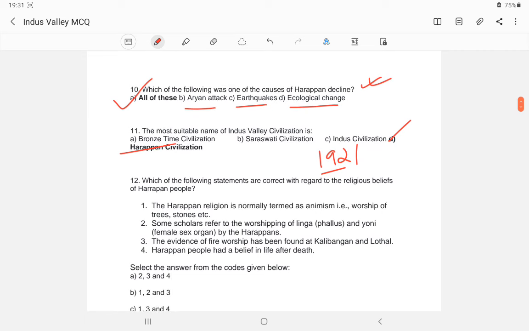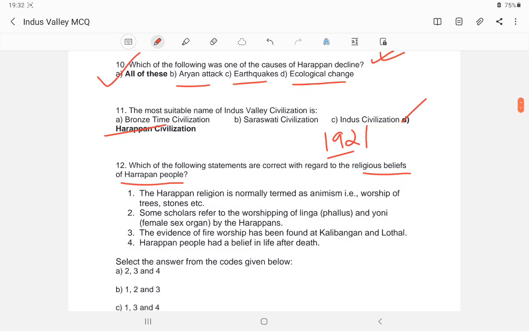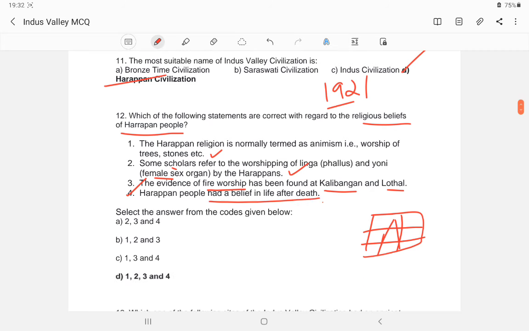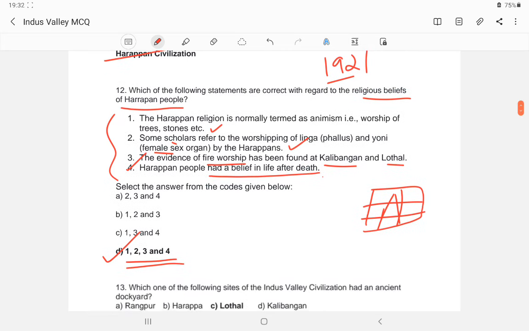Next, which of the following statements is correct with regard to the religious beliefs of the Harappan people? Some scholars refer to the worship of lingam, phallus, and yoni, the female sex organs, by the Harappans. Correct. As evidence of fire worship, altars have been found at Kalibangan and Lothal. An altar is a place where sacrifices are made, where animals are sacrificed. Harappan people had a belief in life after death. So all of these are correct, and the answer is 1, 2, 3, 4.